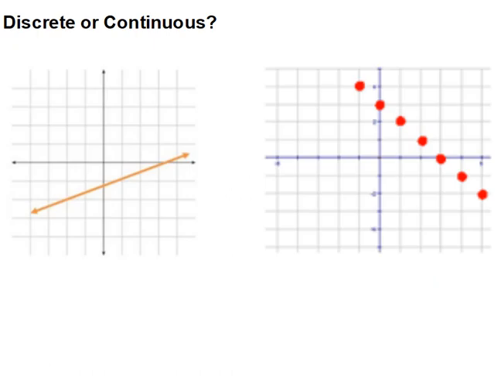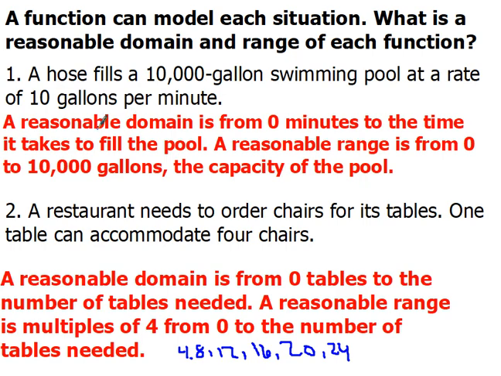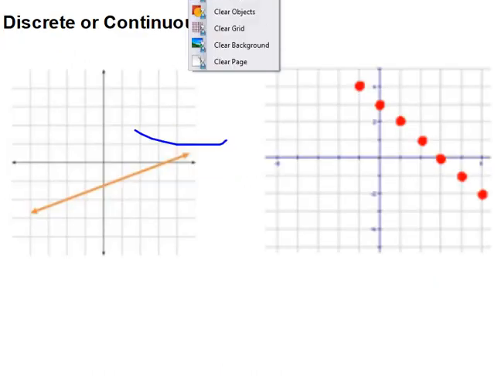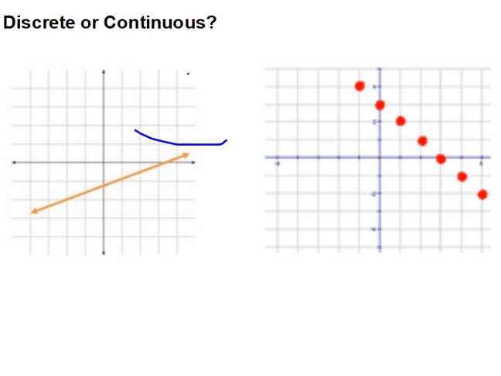And one of the last things we're going to talk about today is whether or not something is discrete or continuous. So I want to actually look at the chairs and the pool. While these two functions don't necessarily match these two graphs, the idea is still the same. So let's say we're filling up a swimming pool, right? And let's pretend that this line started here at 0, because the pool would start at 0, 0, and then it would start filling up and up and up.